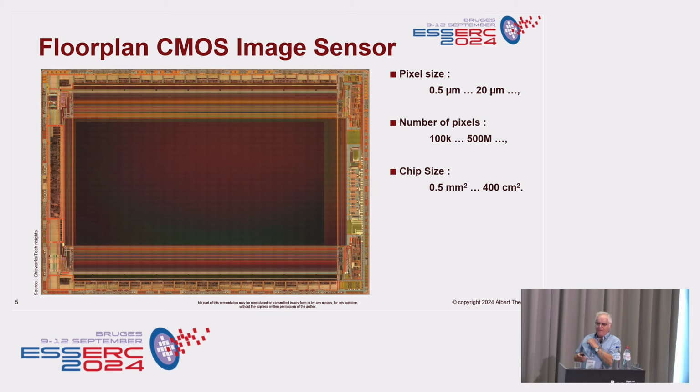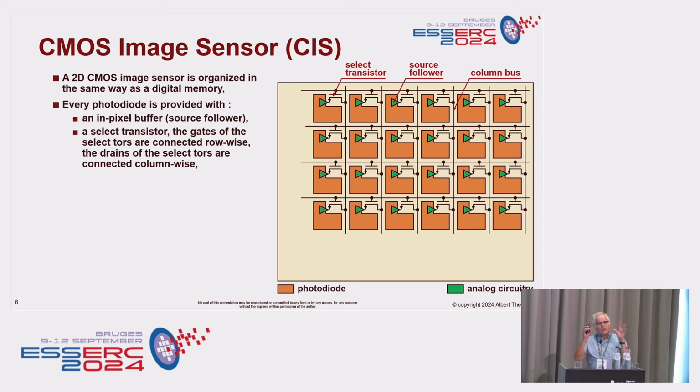Well, the overall architecture is very similar to a digital memory. You see that we have a two-dimensional array over here of our pixels. The orange parts, the L-shaped parts over here, are the photodiodes. And within the photodiodes, we have a small buffer to buffer the signal to the outside world. And we address all these photodiodes line by line, and then within one line, pixel after pixel. That is very similar to a digital memory.